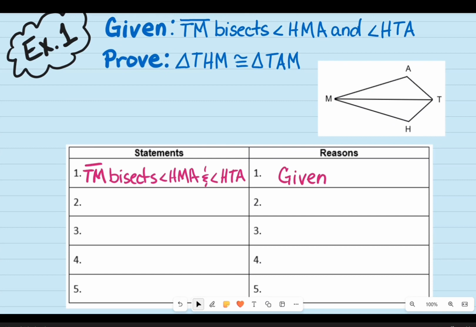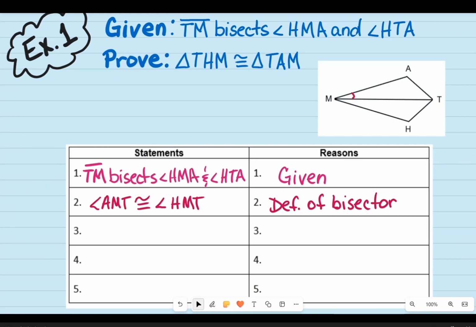So now, as you can see, I'm annotating based off of the first statement that segment TM bisects angles HMA and angle HTA. Now, what I'm looking at is the actual angles that were created. So angle AMT is congruent to angle HMT. Why is that? Because of the definition of angle bisector. If you are not sure what to put for the reason, typically if you look one number ahead on your statement and look at keywords, you can kind of figure it out.